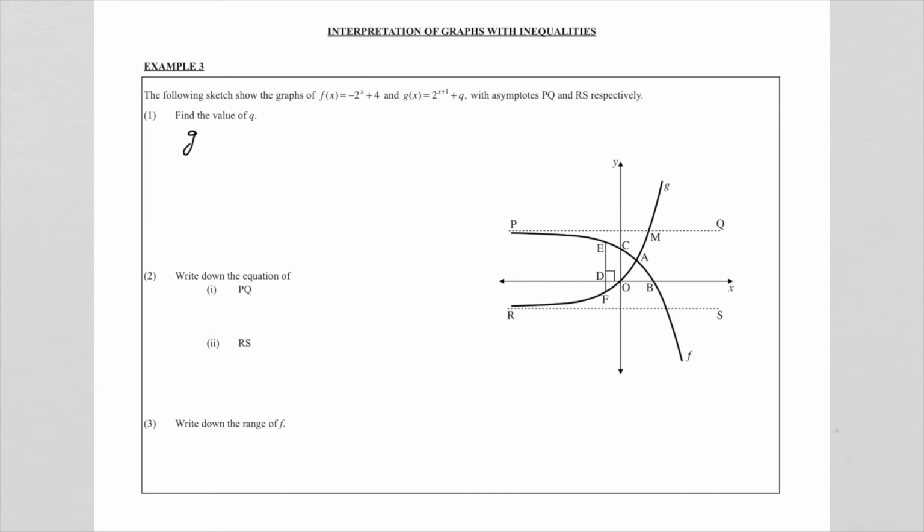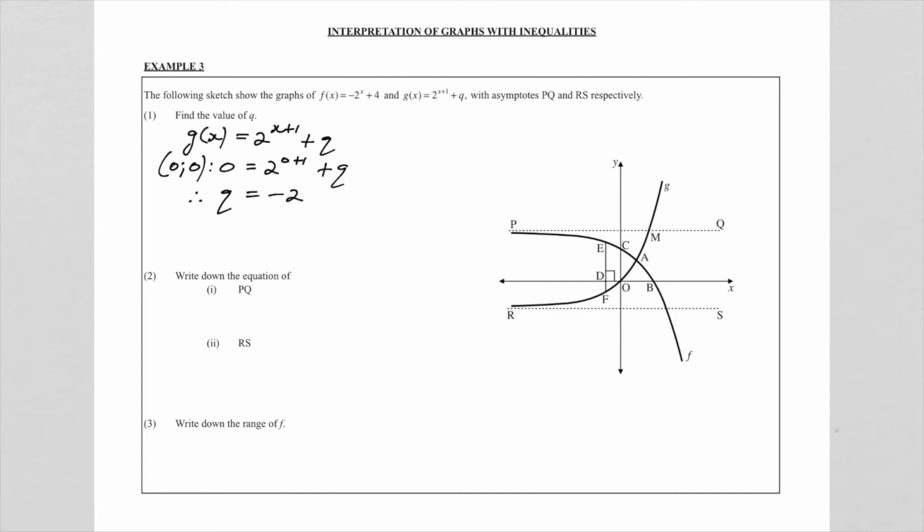So g(x) is 2^(x+1) + q. And we're now going to substitute the point (0, 0). So y will become 0, x will become 0, and then it's quite easy to solve for q. So we can now say q is equal to negative 2. Now that is all they ask us.